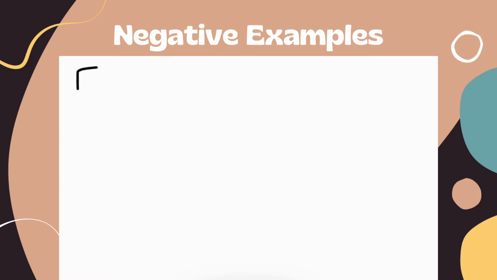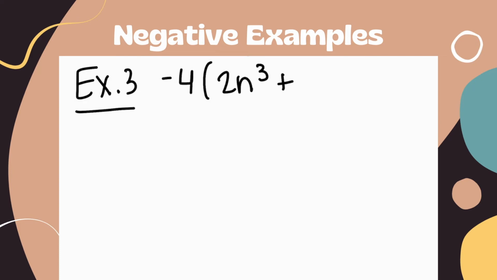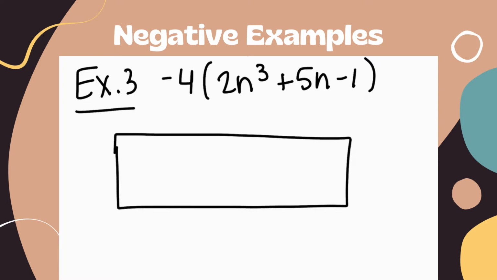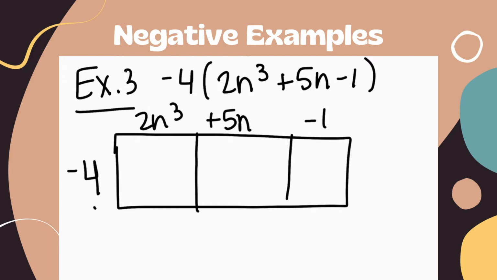Let's do one more example. So in example 3, we have the expression negative 4 times 2n cubed plus 5n minus 1. Draw our box, make it a little longer because we have 3 terms inside the parentheses, and put negative 4 on one side and the 2n cubed plus 5n minus 1 on the other side. Draw those line segments to separate your terms and get to multiplying.